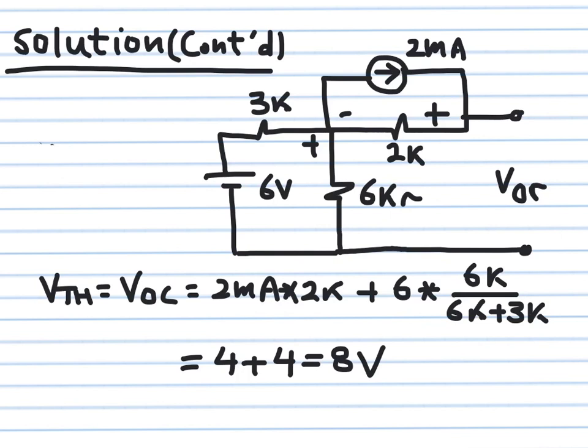Okay, the drop here is equal to 2 milliampere multiplying 2K with this polarity. The drop here, with this polarity, positive, negative, is 6 volts multiplying 6K over 6K plus 3K. So this one here will give me 6 over 9, so this will give me 4. This one here will give me 4 volts. Then the Thevenin voltage is equal to 8 volts. Okay, so now we have calculated the Thevenin voltage.